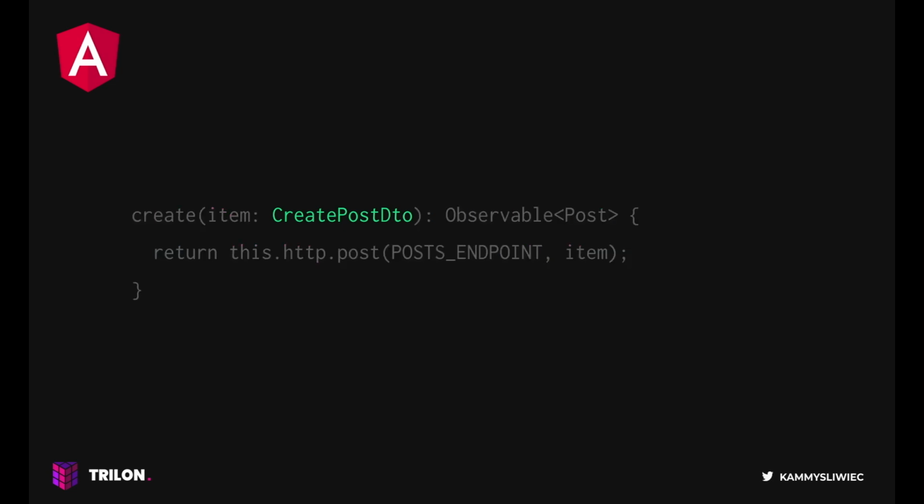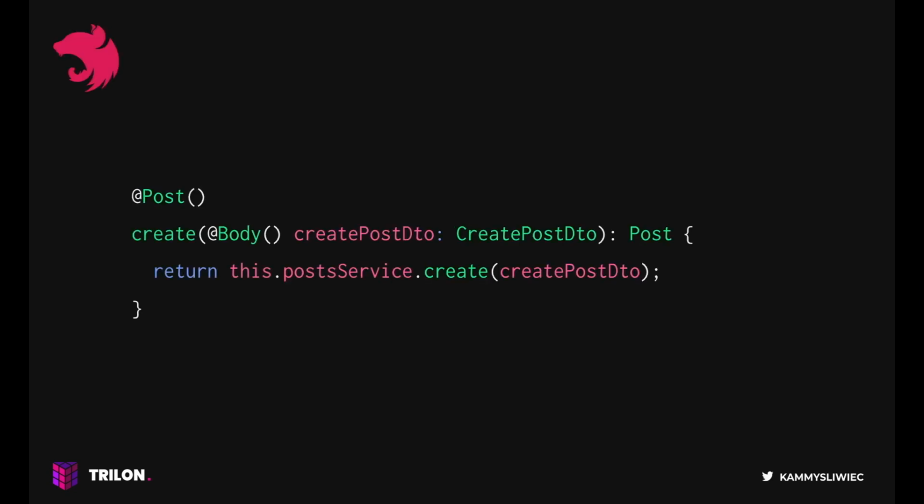What we are doing here, we are passing down the item, and the item type is create post DTO. So we are basically passing down the object that fulfills requirements of this either interface or a class. Now let's have a look at the server side. This is a controller defined in NestJS.